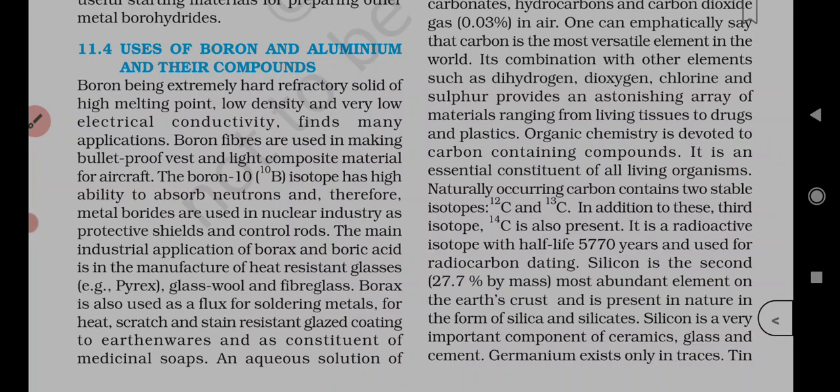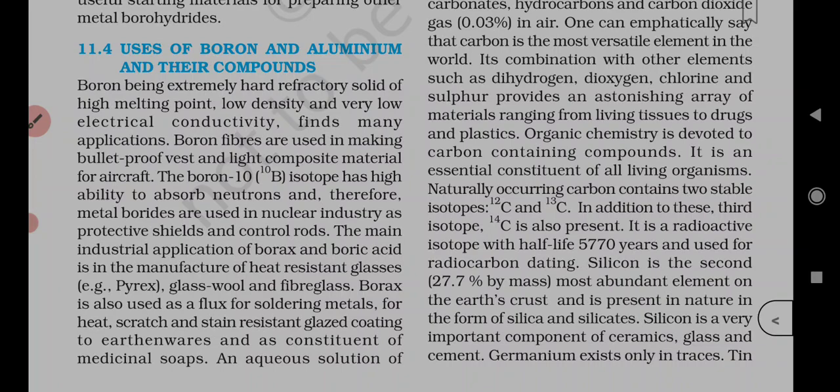So it has high ability to absorb neutrons, and therefore metal borides are used in nuclear industry as protective shields and control rods. ये न्यूक्लियर फिजिक्स में हम पढ़ेंगे कि जो बोरॉन के बोराइड्स होते हैं या फिर बोरॉन होता है, are used in nuclear industry as protective shields and control rods because they absorb the fast moving neutrons, and also they absorb all the neutrons so that it does not come out and cause any problem to humans, to us, right?